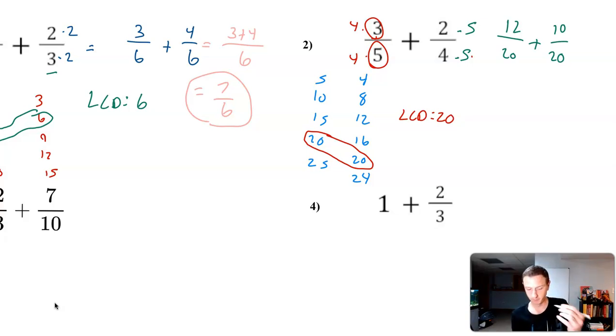Same denominators, 20. That was the whole goal. Now we are able to add. So I'm going to do 12 plus 10 over 20. 12 plus 10 is 22 over 20.